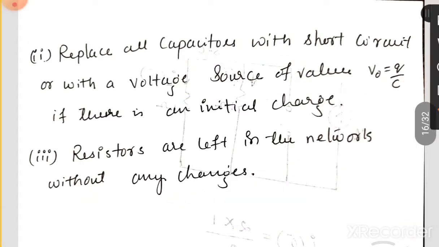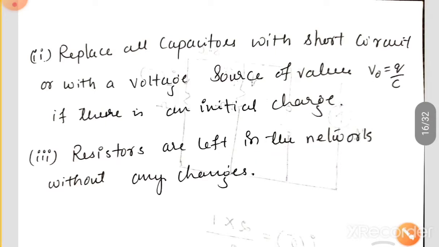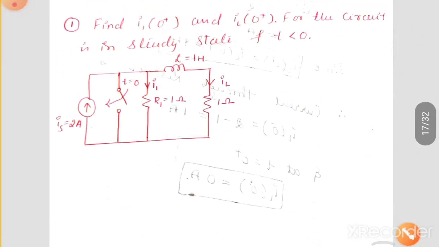This is the second condition. The third condition is that resistors left in the network remain without any changes. You have to keep the resistor as it is, whether it is just before or just after a condition. Whatever the case, resistance remains resistance in the entire circuit.